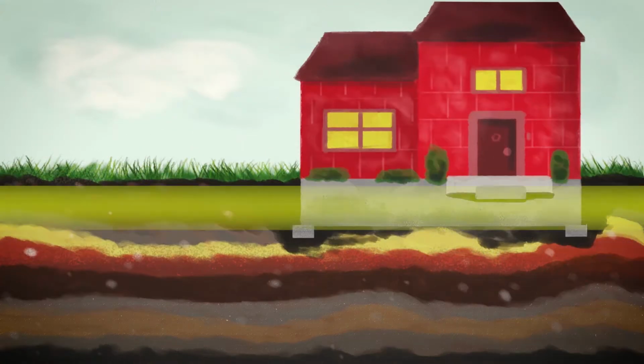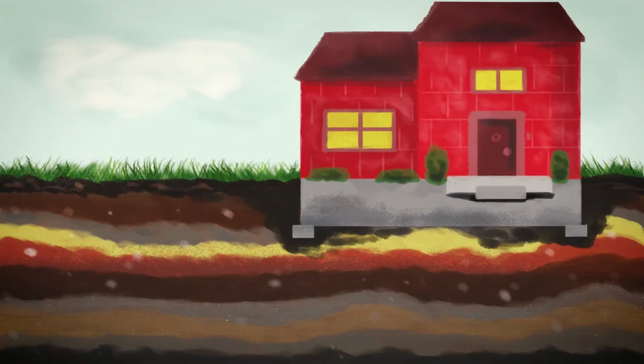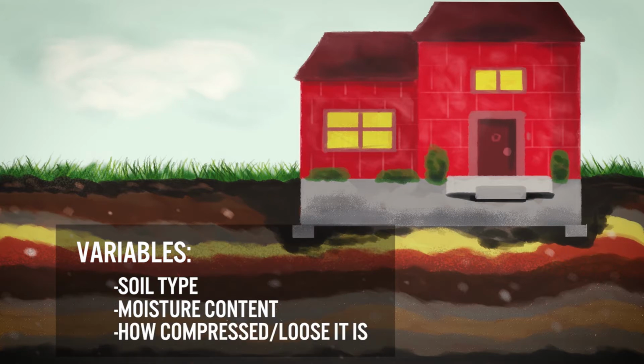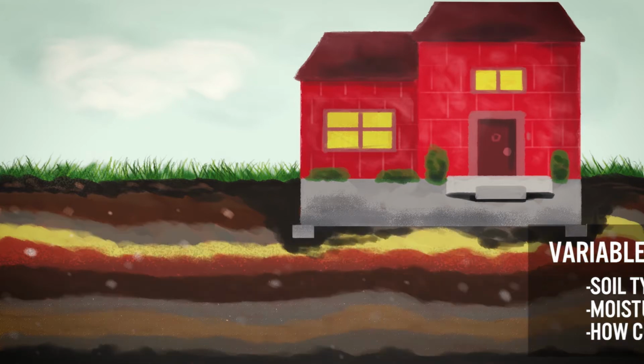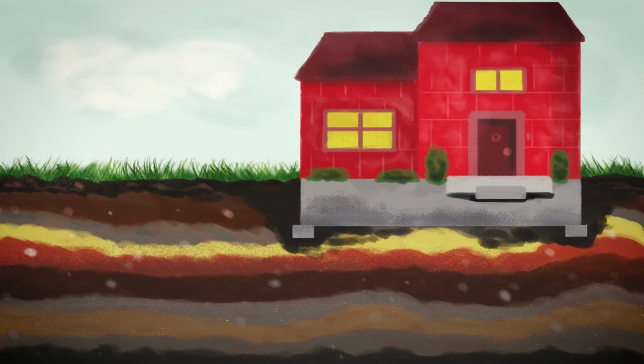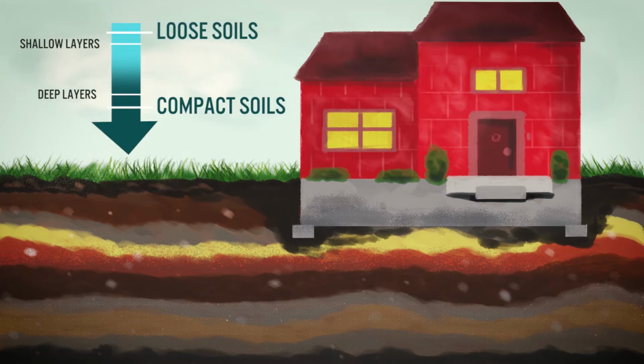Your home sits on many different layers of soil. Each layer has a different soil type and moisture content. How loose the soil is in each layer also varies. The exact properties of each layer change depending on location and how the soil got there. Typically, the deeper layers are stronger and more compact. The top layer of soil is the loosest. This allows plants to grow.